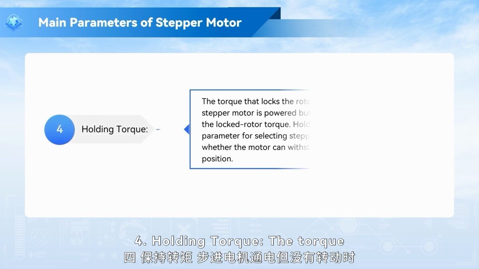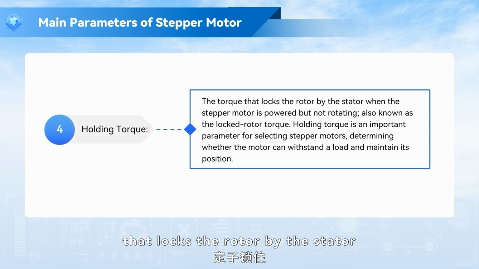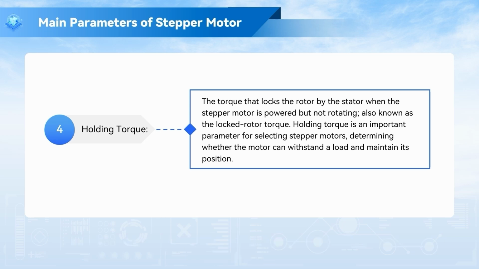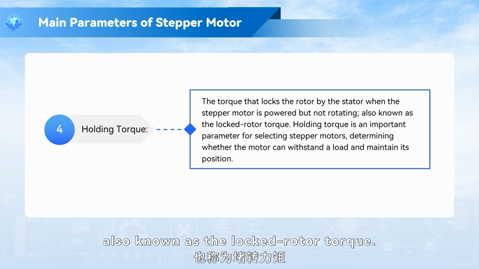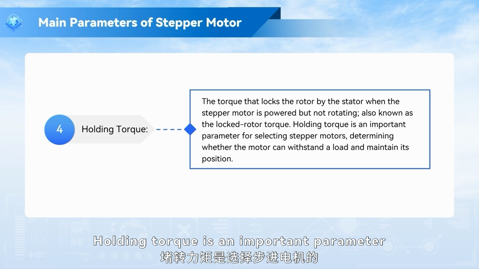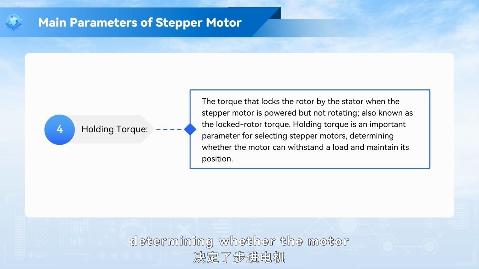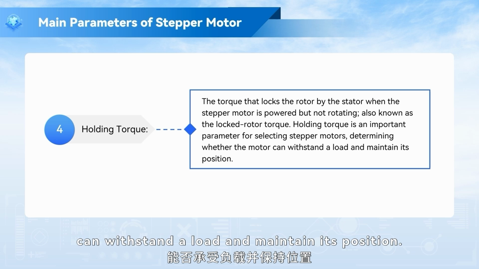4. Holding torque, the torque that locks the rotor by the stator when the stepper motor is powered but not rotating, also known as the locked rotor torque. Holding torque is an important parameter for selecting stepper motors, determining whether the motor can withstand a load and maintain its position.